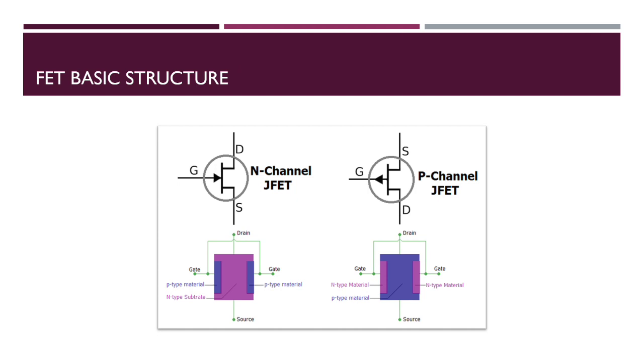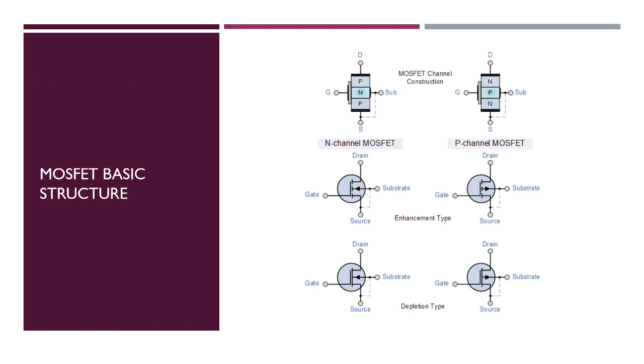JFET, also known as junction gate field effect transistor, is one of the simplest types of field effect transistor. On the other hand, MOSFET, which stands for metal oxide semiconductor field effect transistor, is a semiconductor device widely used for switching purposes and for the amplification of electronic signals in electronic devices.